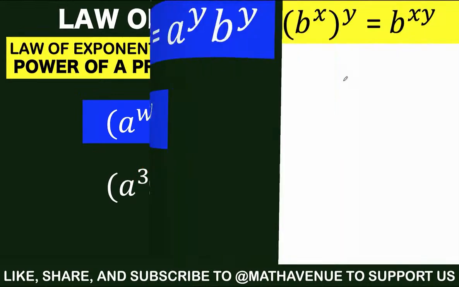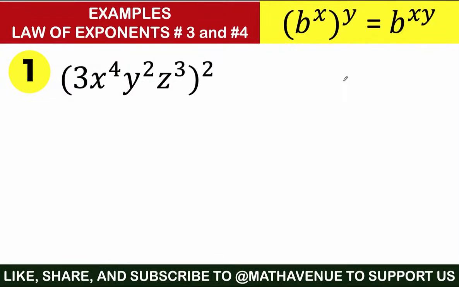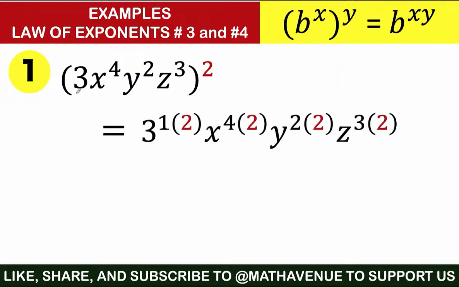Now let's have some applications of this law. Let's say this is the problem. The quantity 3x to the 4th y squared c to the 3rd all raised to the 2nd. So applying law of exponent number 4 and number 3, this is what will happen. The numerical coefficient has an implied exponent of 1, and that exponent 1 is multiplied by the outside exponent 2. That is what happened here.